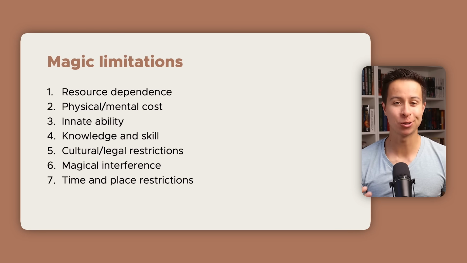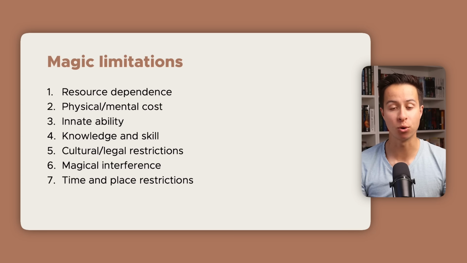Number 7, time and place restrictions. Perhaps your magic can only be used in certain times, like when there is a full moon out, or in specific places, like maybe you can only use it in an ancient ruin, or you can only use it below sea level, or you can only use it when the temperature is between a very specific range.